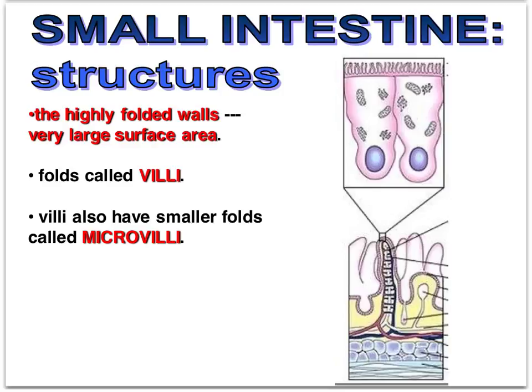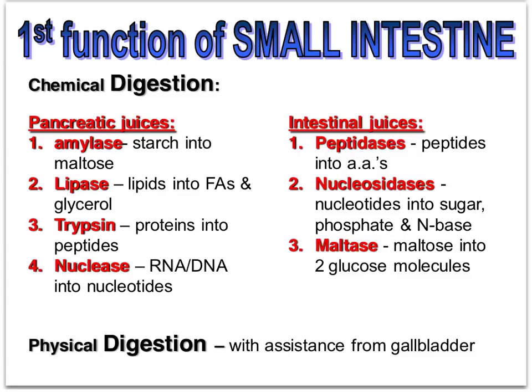Okay, so the first function of the small intestine: chemical digestion as well as physical digestion. Now this is where we have a lot of enzymes acting in this first part of the small intestine, in that duodenum. So first off, we have pancreatic juices. What this means is that these are substances that are released from the pancreas through a duct and are released into the small intestine, the duodenum, in order for them to begin digesting some of these polymers.